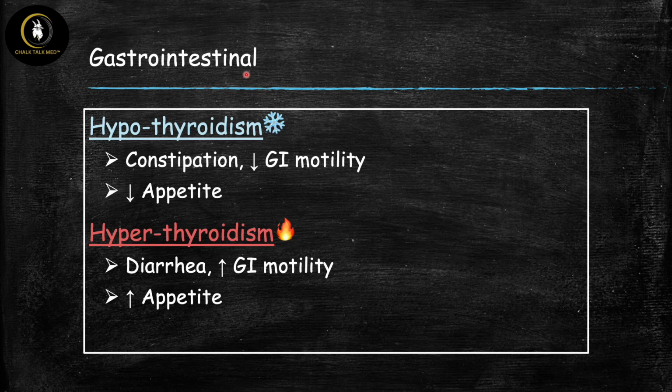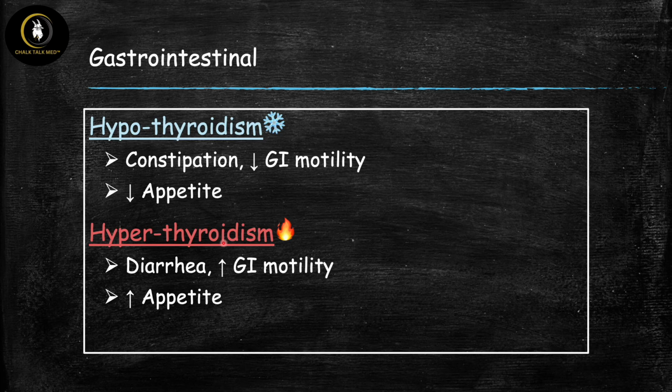Okay, next, the GI system. So once again, same thing. The thyroid is going to rev up the organ. So when you have hypothyroidism, everything is slowing down. So we have decreased GI motility, which is going to lead to constipation. And as we mentioned earlier, there's also decreased appetite because we're using up less energy. However, despite the decreased appetite, we have weight gain.